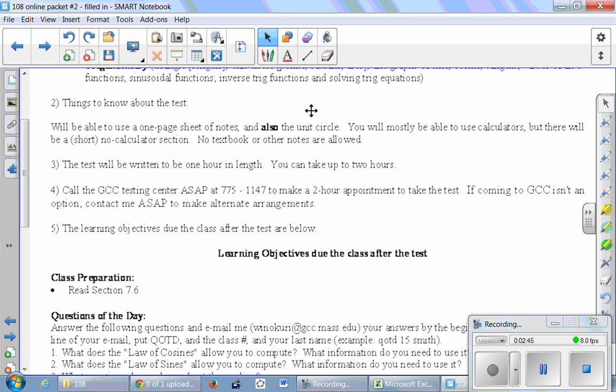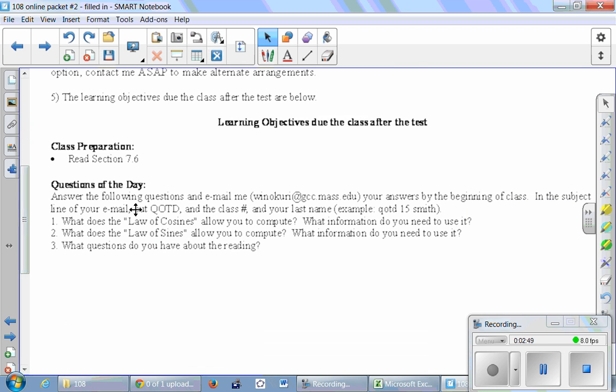The learning objectives due to the class after the test are below. So just a reminder that right now your priority should be to study for this test, but as soon as you walk out of that testing center and you finish the test, you should celebrate by doing the reading for the next section and answering these questions and emailing your answers to me.